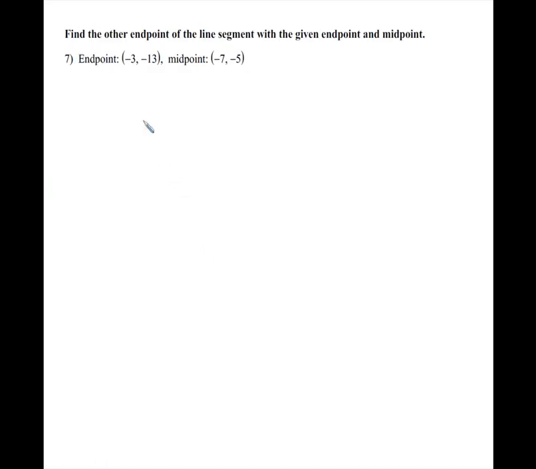All right, let's take a look at this last example here. This scenario is a little bit different. We need to find the other endpoint, and they give us the midpoint and one of the endpoints. Like I did in class, I would draw a picture of this just to make sense of it. We know one endpoint has coordinates -3 and -13. We don't know the other endpoint, so let's just call it x and y. They give us the midpoint, which is -7 and -5.